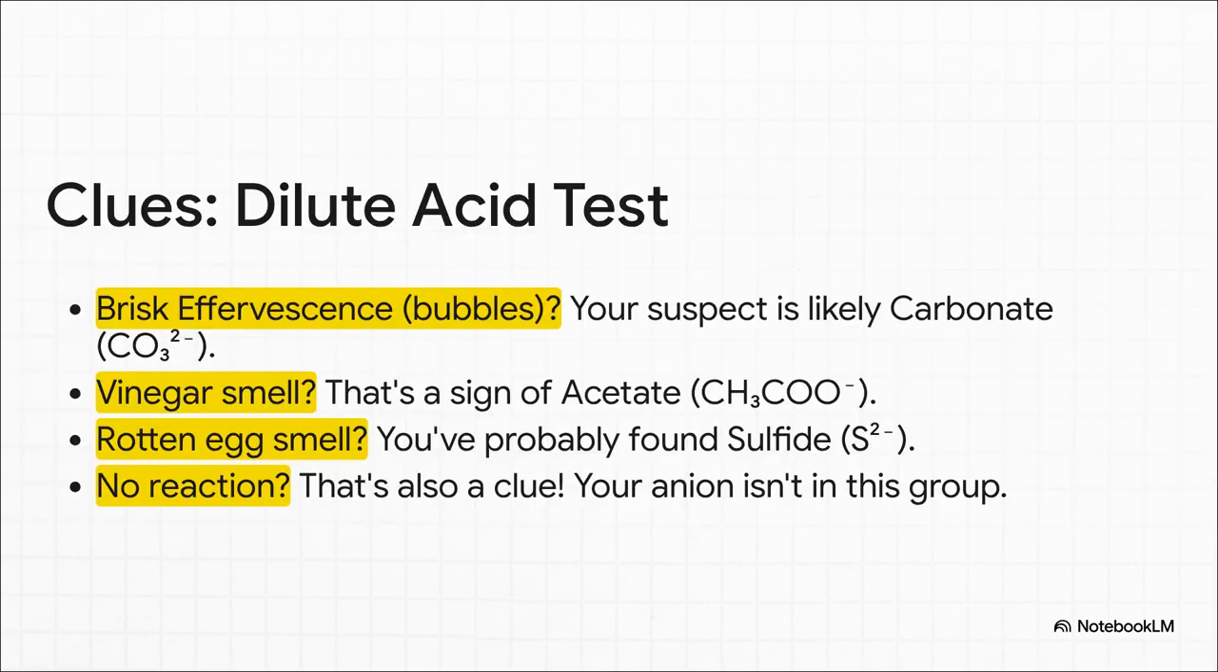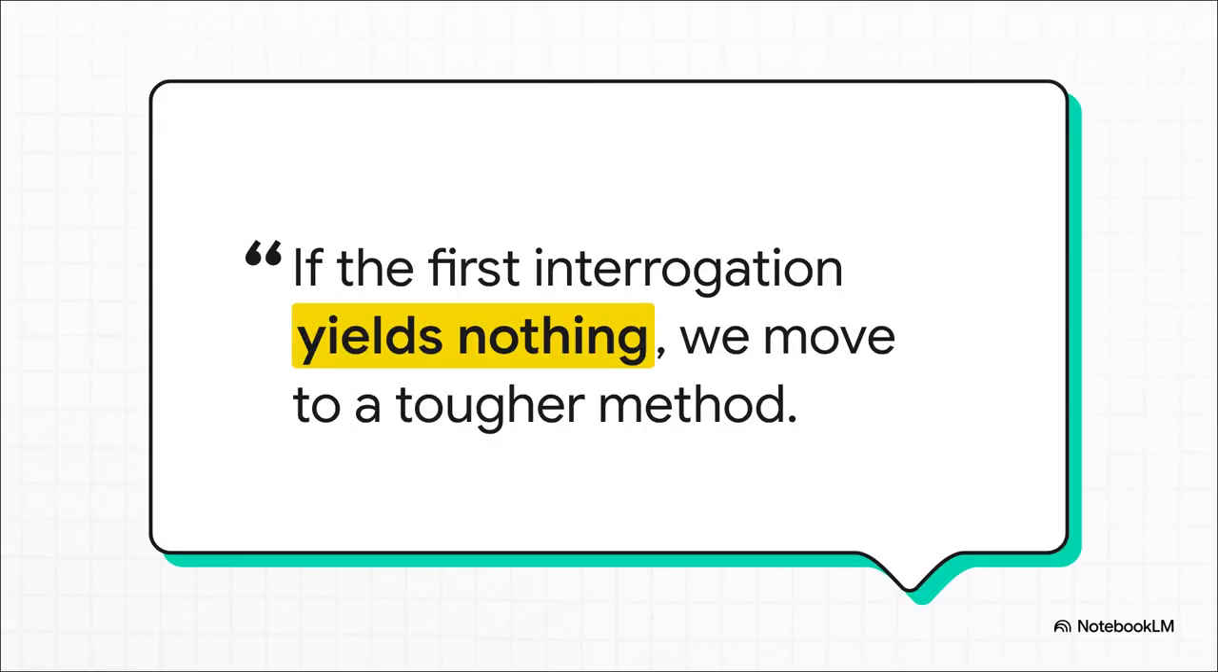And these are the clues we're hunting for. If you see a ton of bubbles, like a soda you just opened, that's screaming carbonate. Get a whiff of vinegar? Yep, that's acetate. And that unmistakable rotten egg smell? You found sulfide. But here's the thing, and this is super important. If nothing happens, that's still a massive clue. It just tells us our suspect is a bit tougher to crack, and we need to bring in more serious methods.